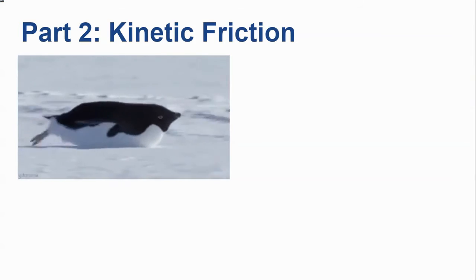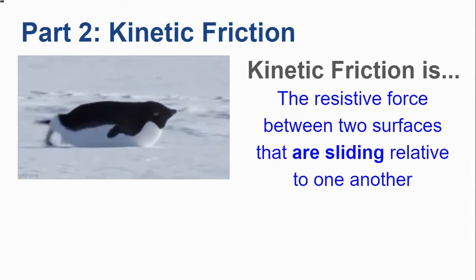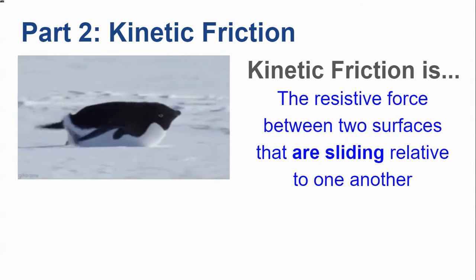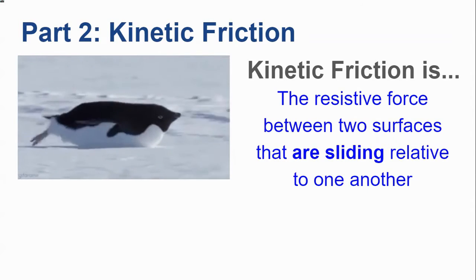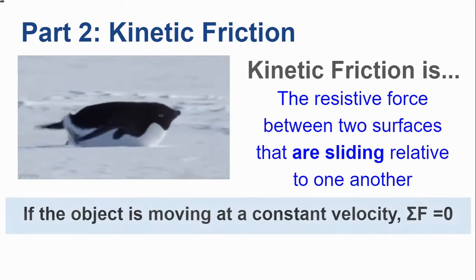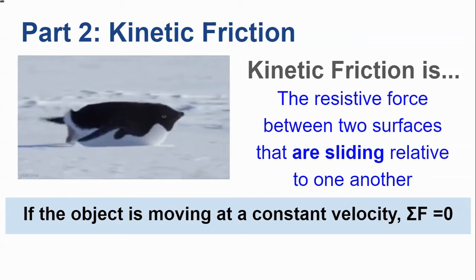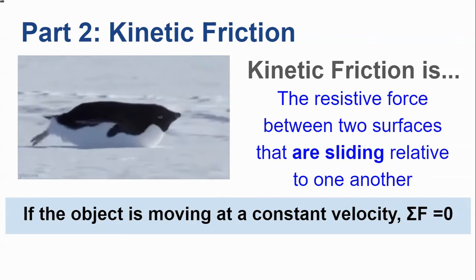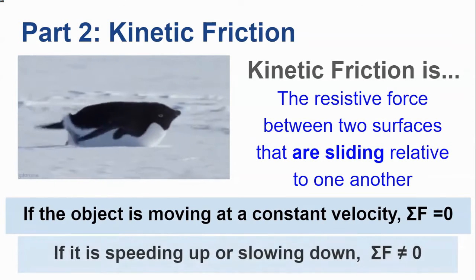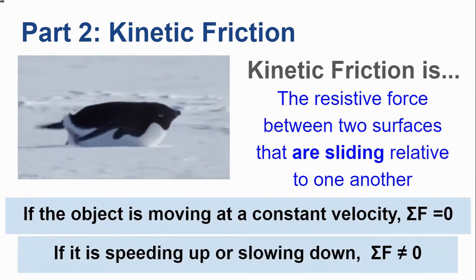The second type of friction is kinetic friction, or moving friction. Kinetic friction is the resistive force between two surfaces which are sliding relative to each other, like this penguin sliding against the snow. When an object is sliding and moving, there are two possible situations. Either it is sliding at a constant velocity. Remember, Newton's first law tells us that if something is moving with a constant velocity, the net force on that object has to be zero. Sometimes objects would be speeding up or slowing down, however, and in that case, the net force on our object will not be equal to zero.